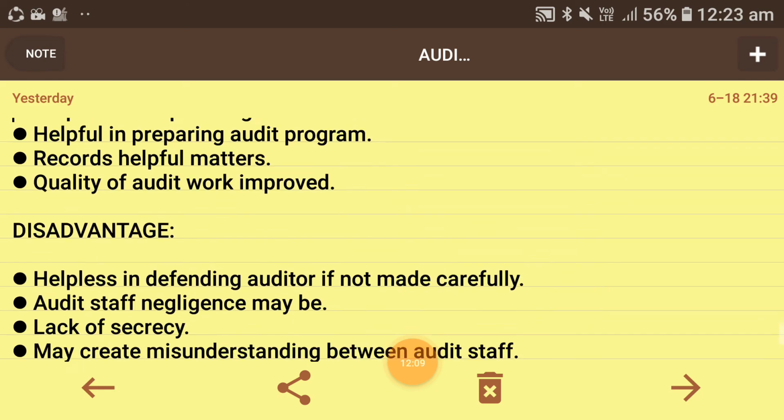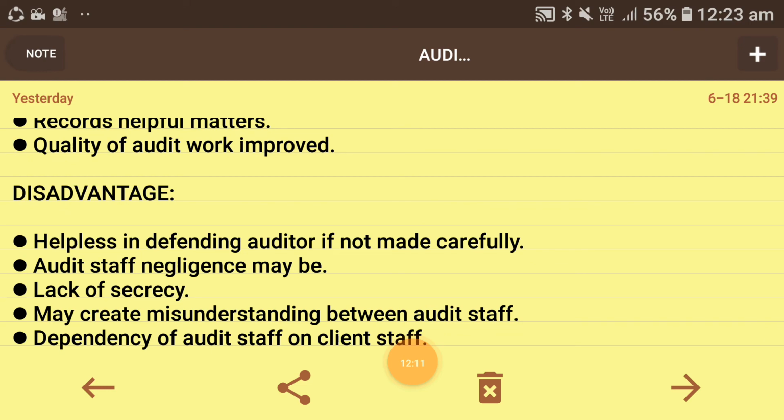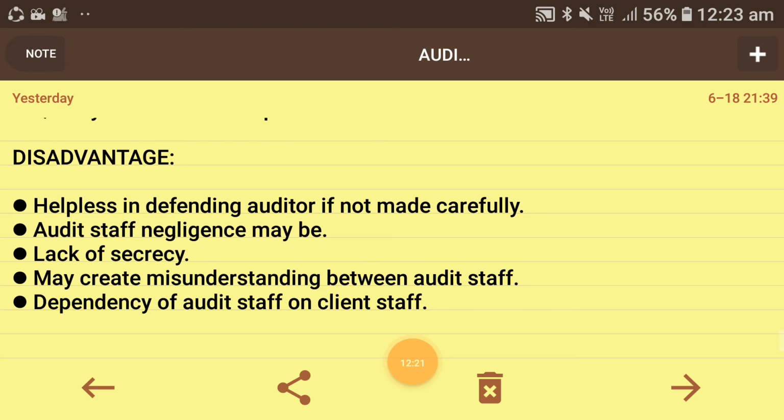Next, if we talk about its disadvantages, first is helpless in defending the auditor if not made carefully. Yes, it is very helpless if the auditor is not carefully recording the figures. Next is audit staff negligence. Maybe audit staff does keep something secret, so it could be negligence. Maybe it should be concealed. Lack of secrecy is going to be maintained because books can be misused.